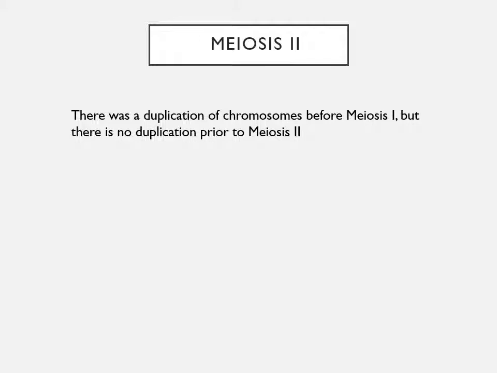Now let's look at meiosis 2. This is the second division of meiosis. And if you remember, there was a duplication of the chromosomes before meiosis 1. So in interphase, the chromosomes duplicated. This does not happen prior to meiosis 2. There's no duplication of DNA.